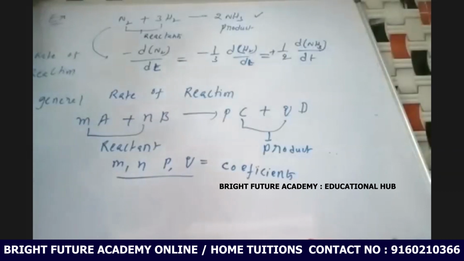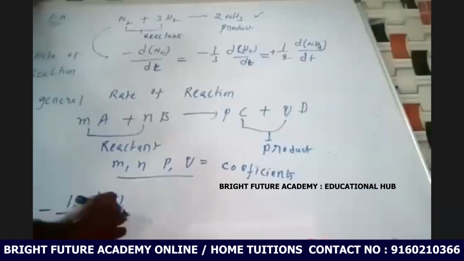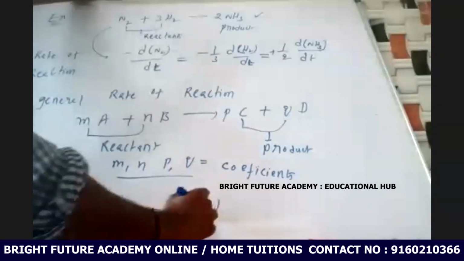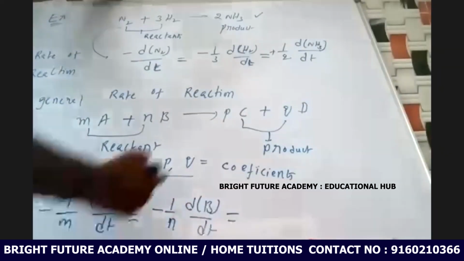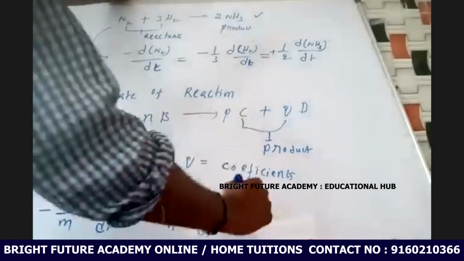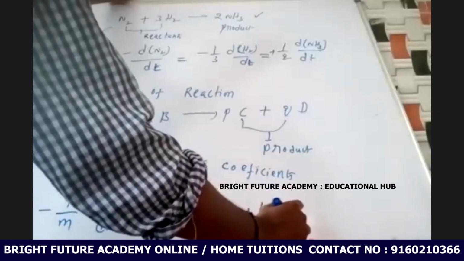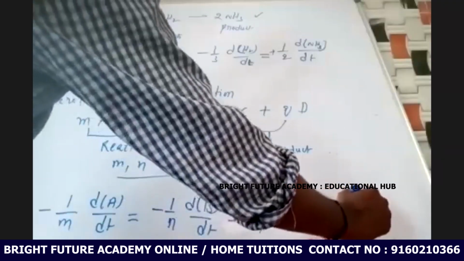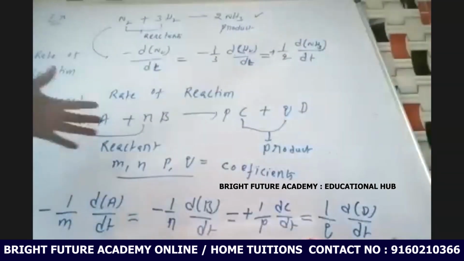So the general equation of rate of reaction is minus 1 by m of d[A] by dt, which is equal to minus 1 by n of d[B] by dt with time. The concentration of products will increase, so we write positive: 1 by p of d[C] by dt, which is equal to 1 by q of d[D] by dt. So this is the general rate of reaction.